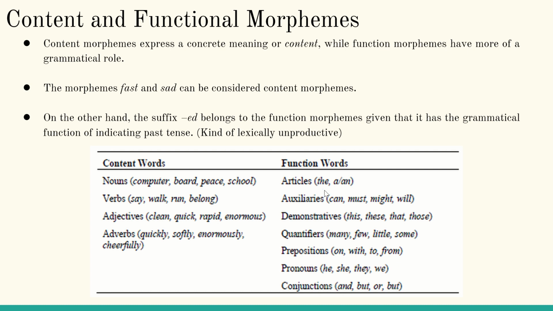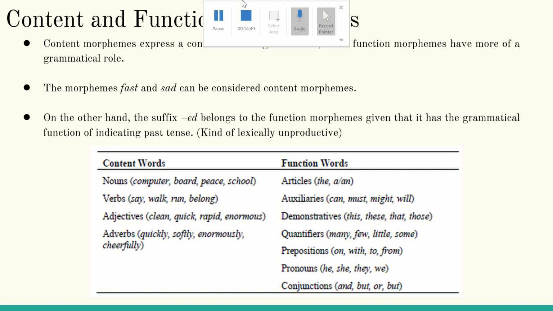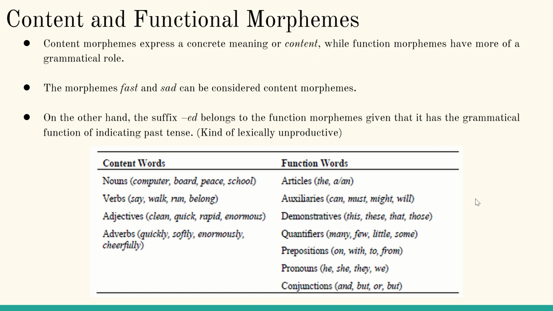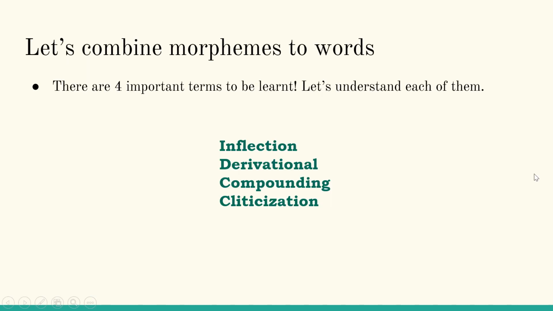Function words can be the, and, these are articles. Auxiliaries, it can be can, must, might, will. Demonstratives, this, these, that, those. Quantifiers, many, few, little, some. Prepositions, on, with, to, from. Pronouns, he, she, they, we. All these come under functional morphemes. What do you mean by that? They are grammatical value add. They do not convey anything solid like what the content words do. Right. We'll get into the next one.